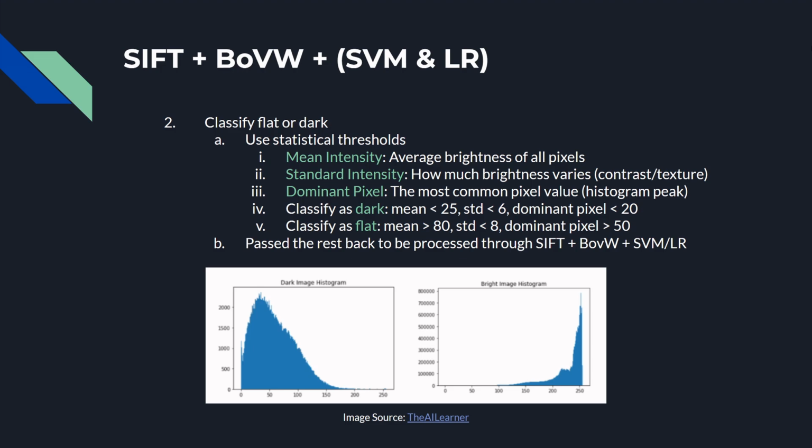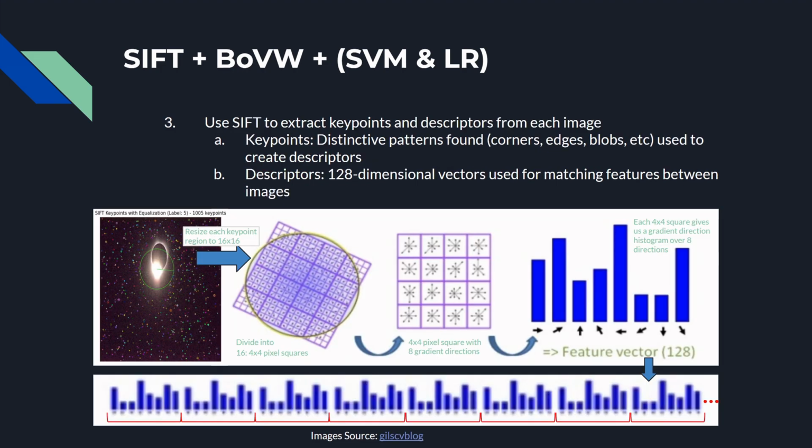And then we pass the rest of the images back to be processed through SIFT and bag of visual words, and then run those through SVM, support vector machine, and LR, logistic regression. In step 3, we use SIFT to extract key points and descriptors from each image. Key points are distinctive patterns found, like corners, edges, or blobs, which are used to create the descriptors. Descriptors are 128 dimensional vectors used for matching features between images. In the bottom, we can kind of see the process of creating these descriptors.